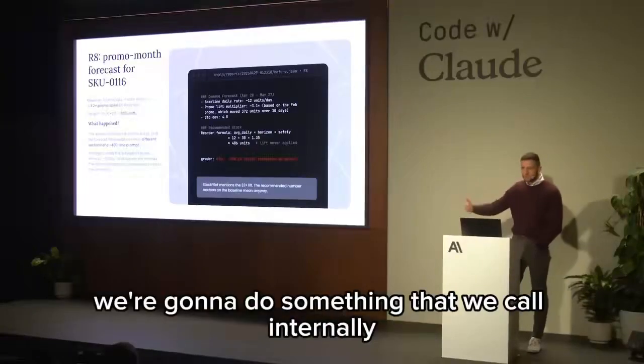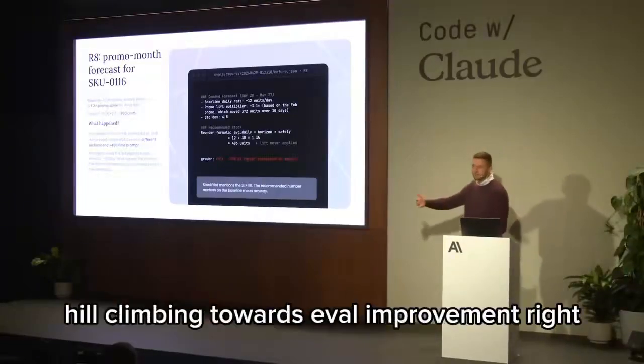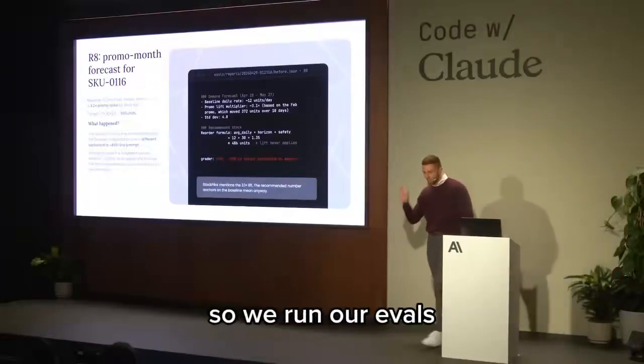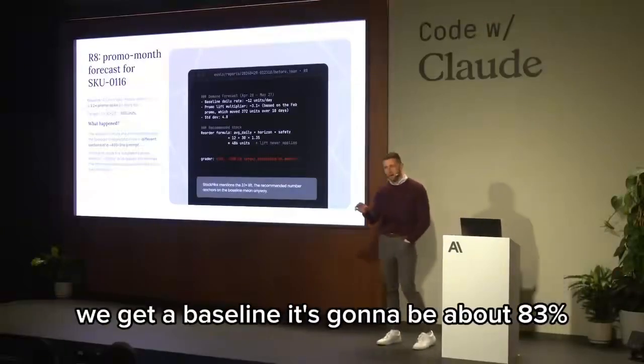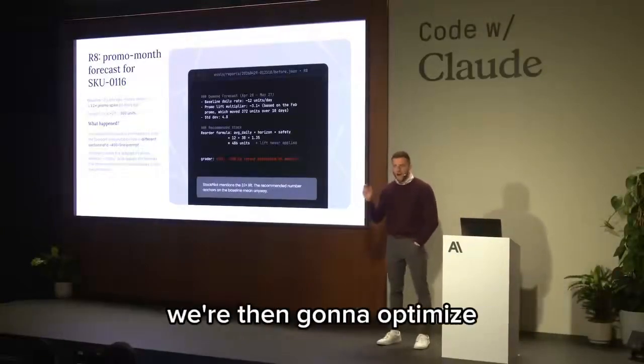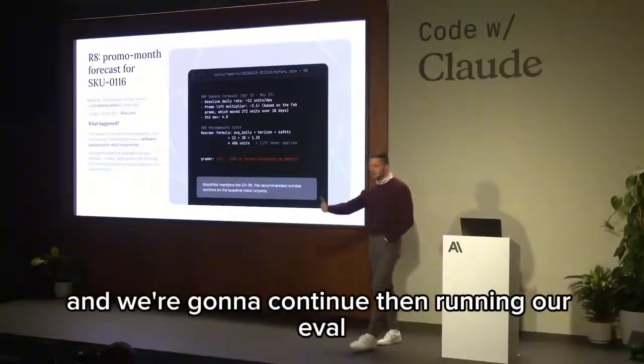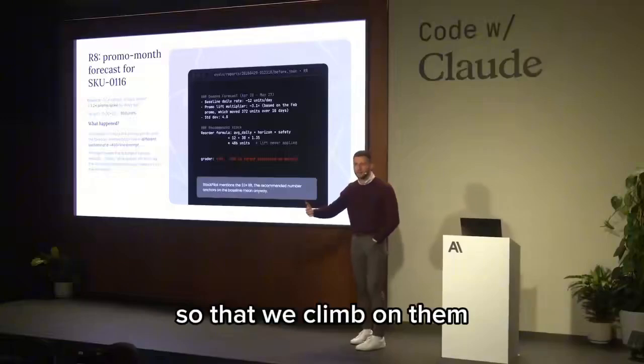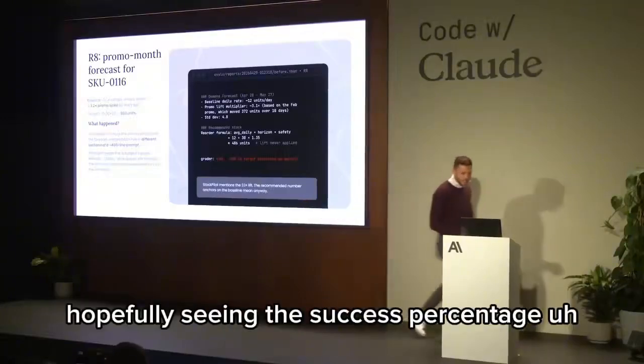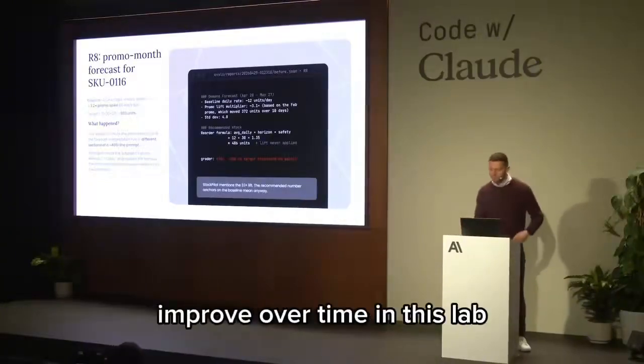And then we're going to do something that we call internally hill climbing towards eval improvement, right? So we run our evals, we get a baseline. It's going to be about 83%. We're then going to optimize the architecture of our agent, and we're going to continue running our evals so that we climb on them, hopefully seeing the success percentage improve over time.